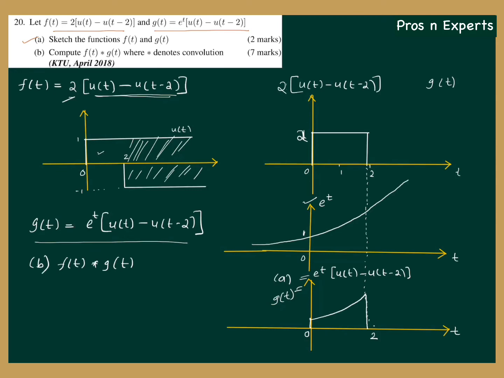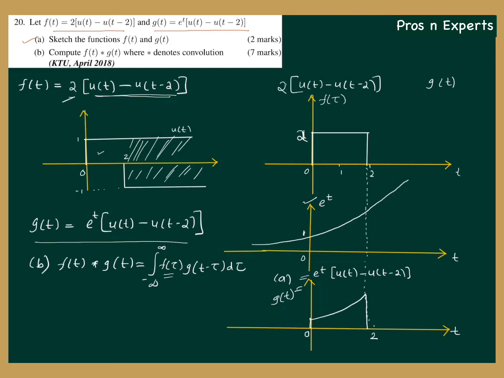So let us start with the convolution equation. f of t convolution g of t will be equal to the integral from minus infinity to infinity of f of tau into g of t minus tau d tau. We all know this as per the definition. It is the convolution integral equation. So what we have to do is find out f of tau, right? We have f of tau here.